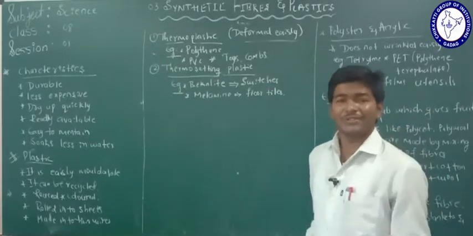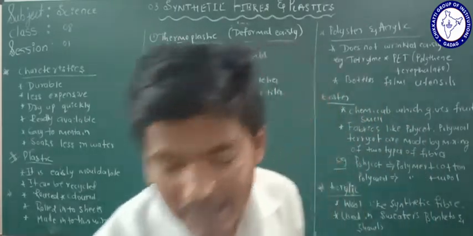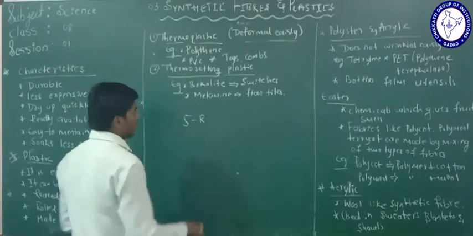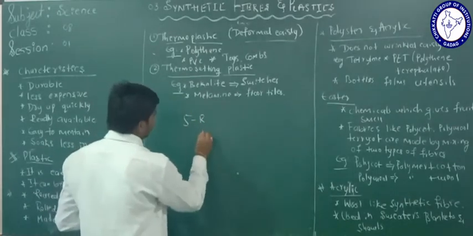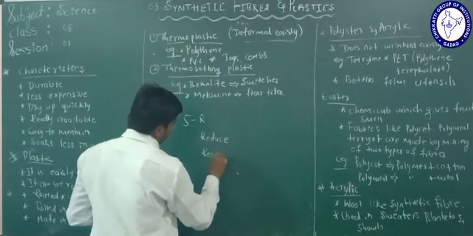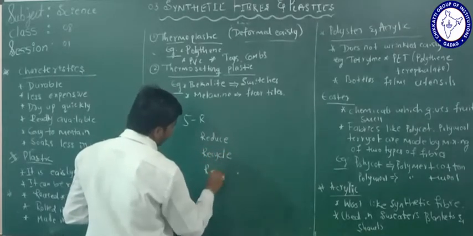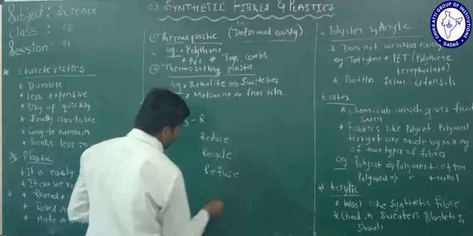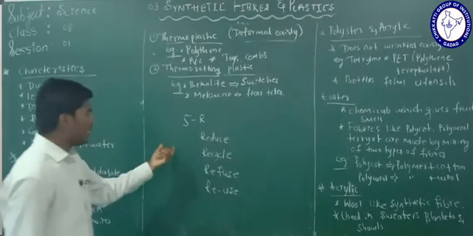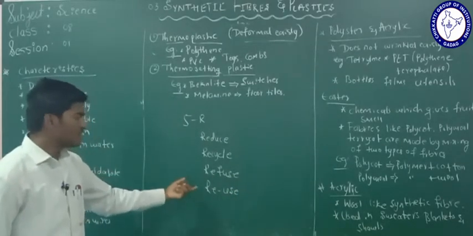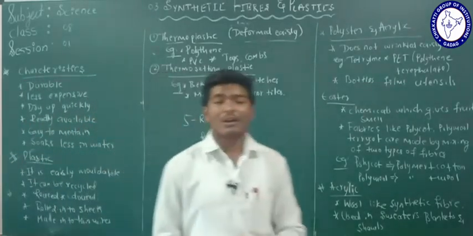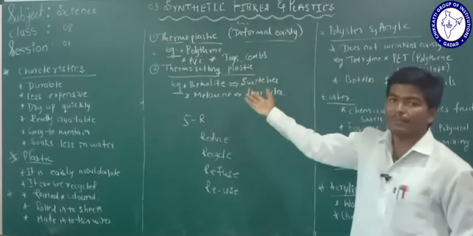But what is the solution for that? We have a 5R rule here. What is the 5R rule? The solution for plastic pollution: first is reduce, recycle, refuse, reuse. These are some of the steps we are going to use to control plastic pollution here.